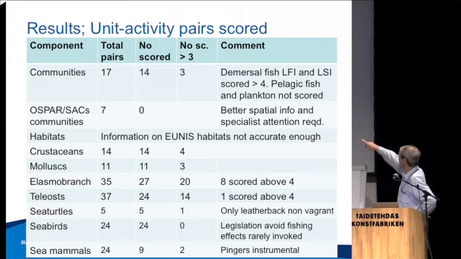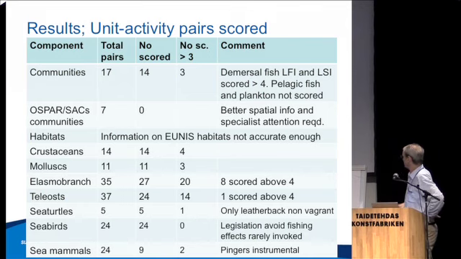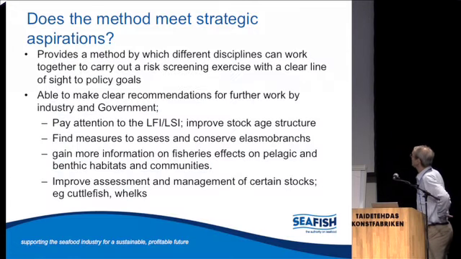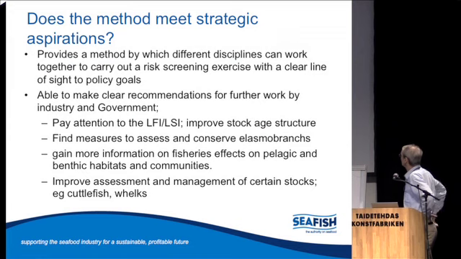So basically going down here, we had difficulty with the habitats because we didn't have information. Elasmobranchs, we came out with 8 above 4, teleosts 1 above 4, and the other ones were quite reasonable. So did we come out with something? Does it meet our aspiration? Well, we managed to get together, we managed to do the risk screening exercise, and we made some recommendations.